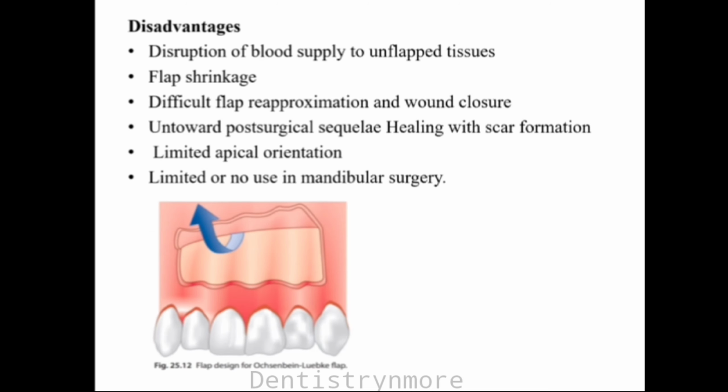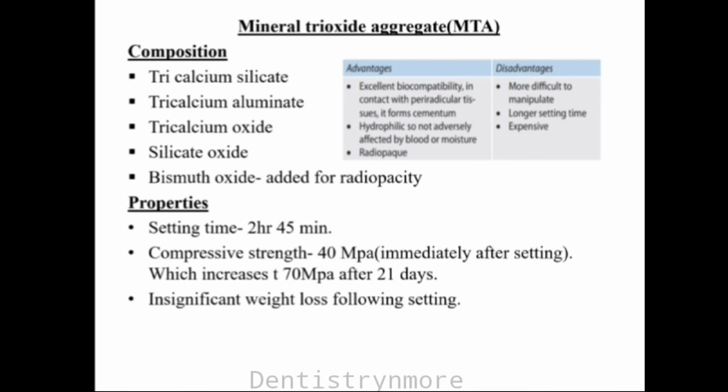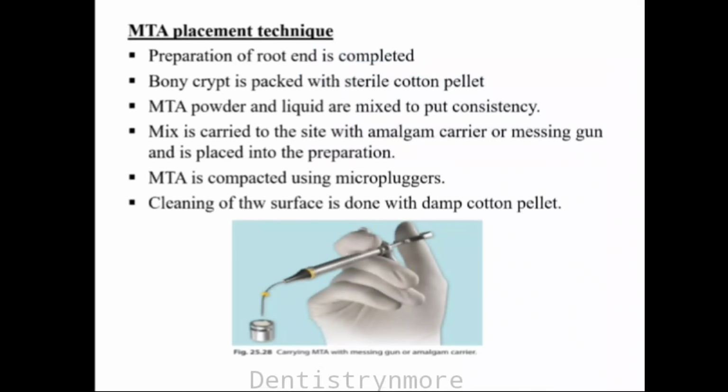Next one is mineral trioxide aggregate or MTA. Its composition includes tricalcium silicate, tricalcium aluminate, tricalcium oxide, silicate oxide, bismuth oxide, that is added for radiopacity, and the properties, that is setting time is 2 hours 45 minutes, compressive strength is 40 MPa, insignificant weight loss following setting, and these are the advantages and disadvantages.